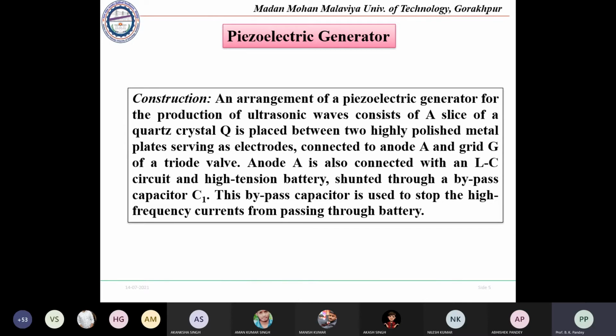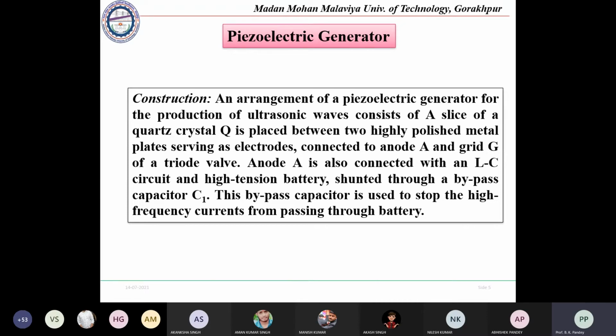And that vibration will be in the range of the frequency of ultrasonic waves. So here, in order to maintain that oscillation, the LC circuit has been used. And in order to prevent the disturbance of the high frequency with the high tension battery, a bypass capacitor has been used.